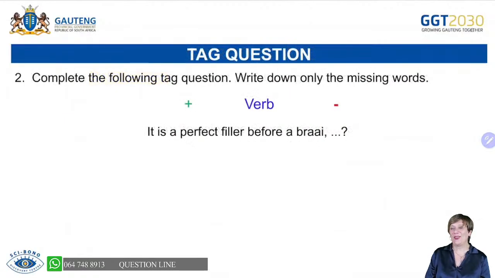So here's your tag question, for instance. Complete the following tag question. Write down only the missing words. It is a perfect filler for a braai.